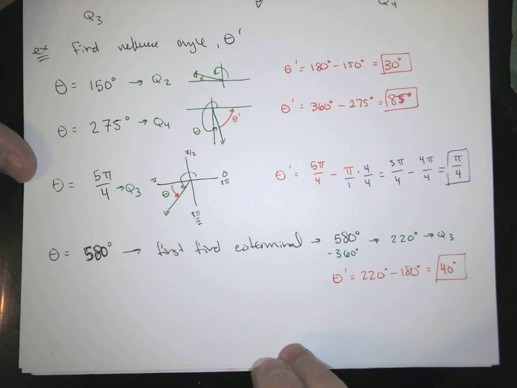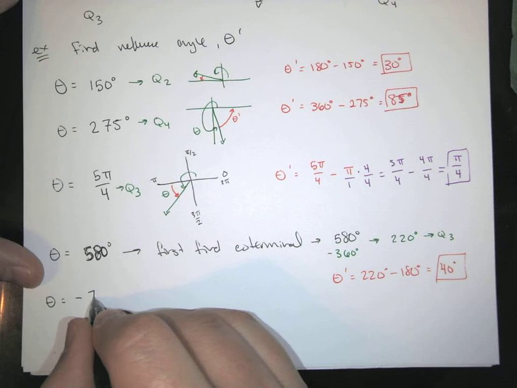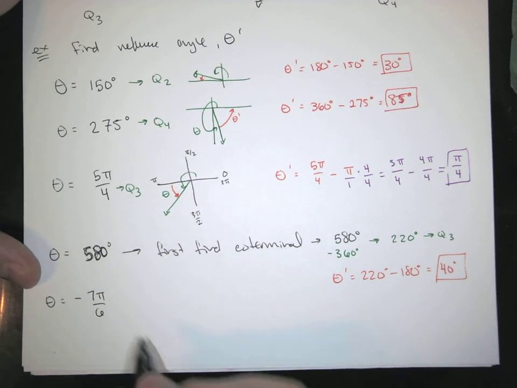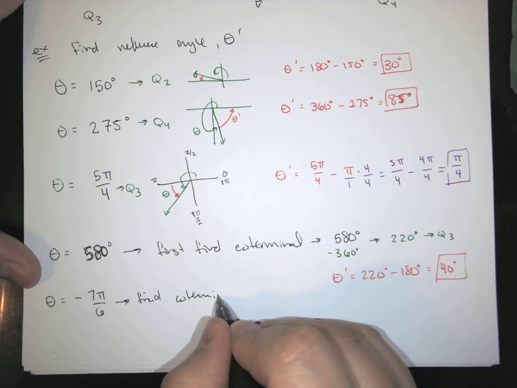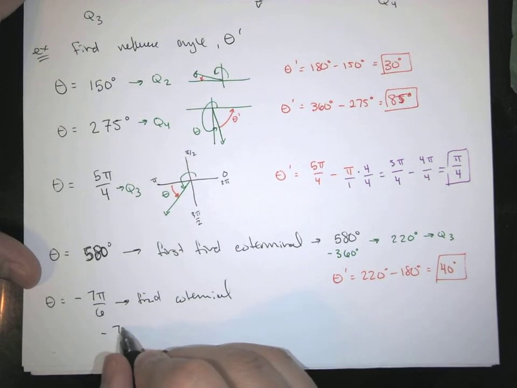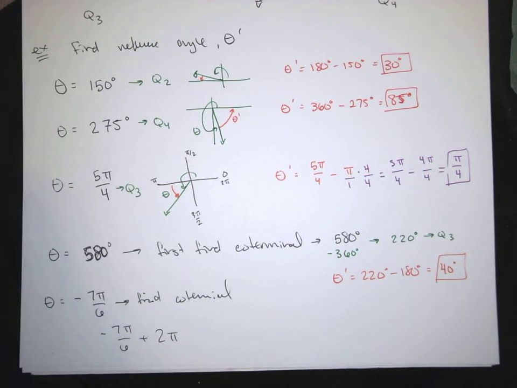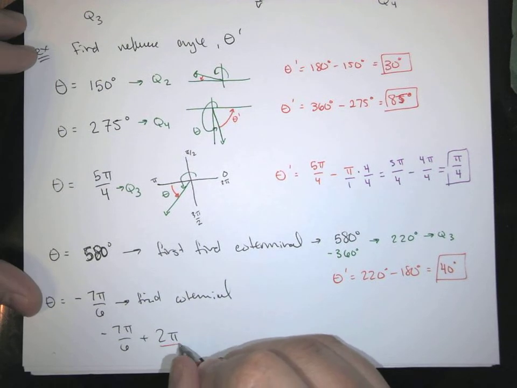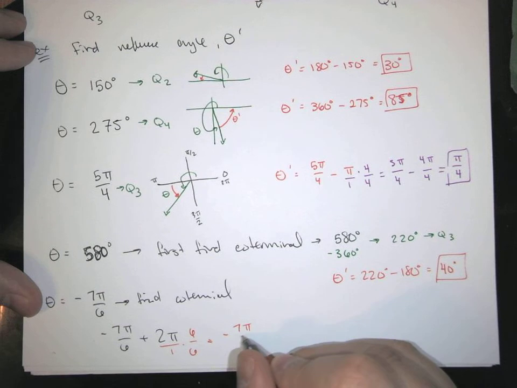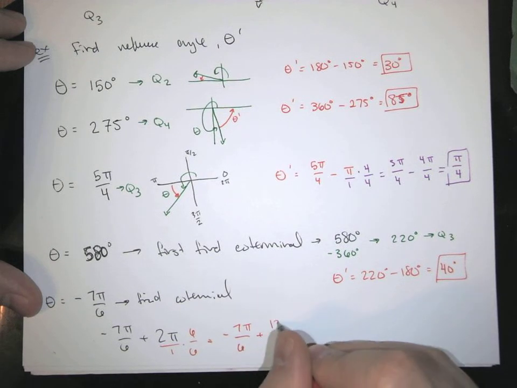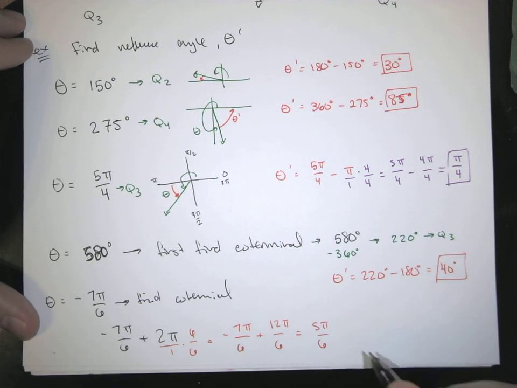You can imagine a similar type of thing if we had a negative angle. So maybe this is negative 7 pi over 6 or something. So find the coterminal for a negative. So let's do negative 7 pi over 6. We're just going to add a rotation. We'll just add 2 pi. That would look like 2 pi over 1. This is relative to 6, so we'll scale this up. This is negative 7 pi over 6 plus 12 pi over 6. So we're working with 5 pi over 6.